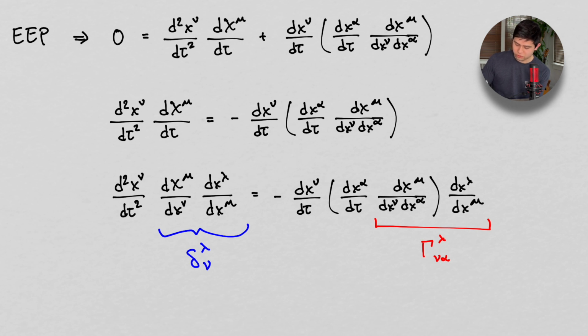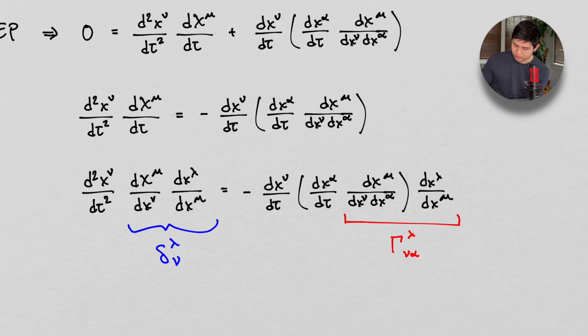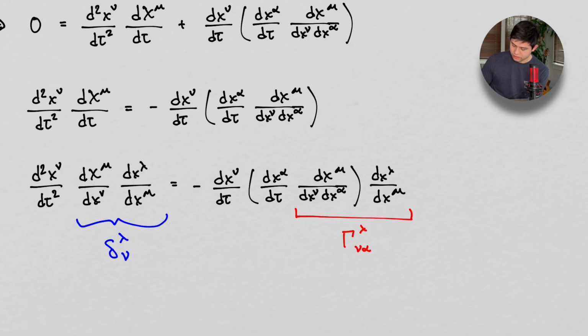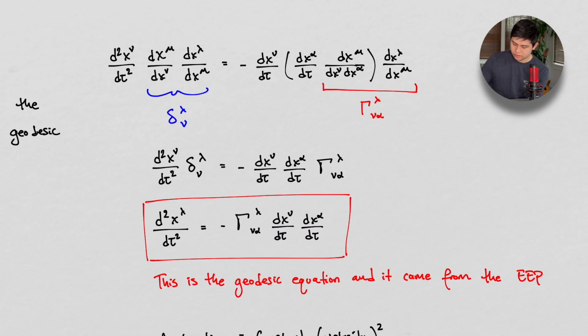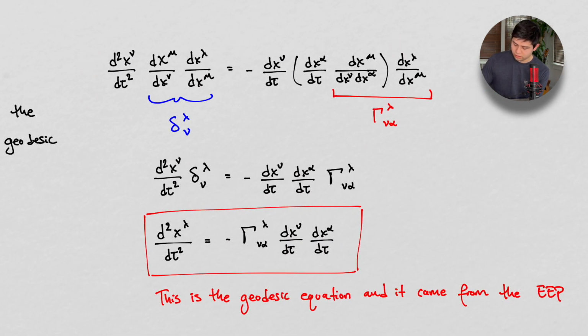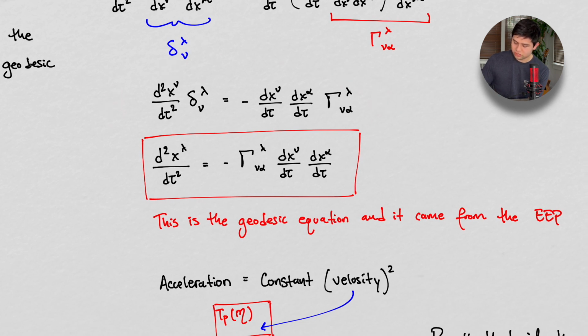We can multiply both sides, right? So we multiply both sides by this right here. Okay, and then we find that this is the Kronecker delta. This here is our Christoffel symbols that we sort of beat up in the last video. And what we have now, so I copied it up here, is this guy. And this is the geodesic equation, right?